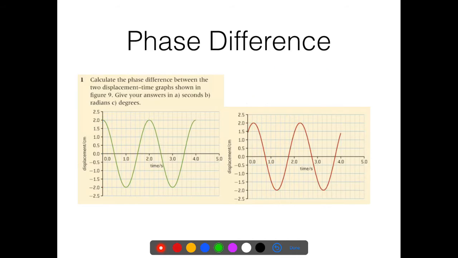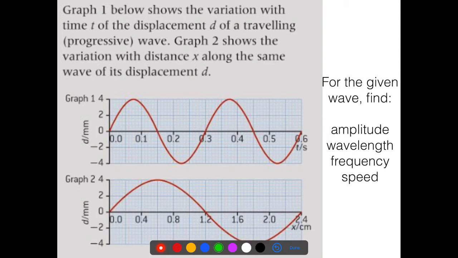All right, let's look at another question. Graph 1 below shows the variation with time t of the displacement of a traveling wave. Graph 2 shows the variation with distance x along the same wave of its displacement d. So graph 1 has a specific graph with respect to time and its displacement, and then graph 2 is with respect to distance.